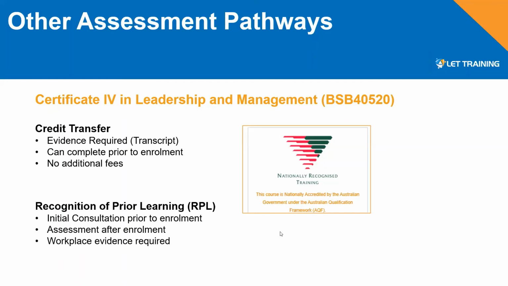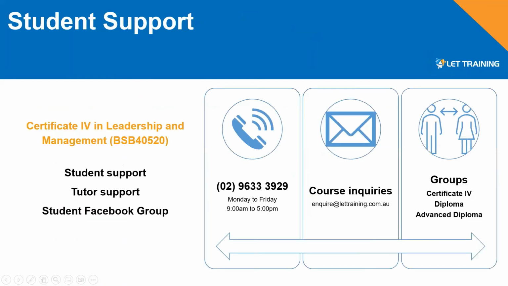Fantastic. We'll just move on now to our next section, which regards student support services. Now, as we've touched on in a couple of sections, we do have several methods by which a student can get support. First off, they can always contact the office here at 0296333929 to book in those support sessions that they might need. Also, for anyone who is seeking further information on the course prior to enrolment, they can always email the course advisors here.